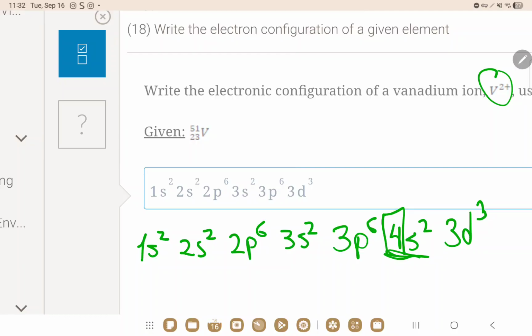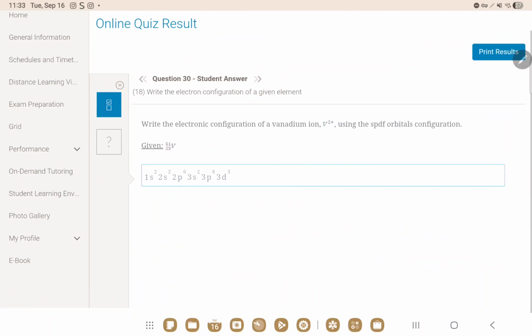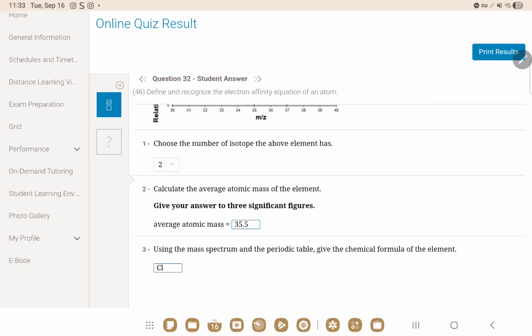So here, you need to take 2 electrons, because it's 2 plus, from 4s2. When you take these away, it becomes 4s0, so you could just remove it. So you're left with this as your configuration. Moving on. This question we've done a million times, I'm gonna skip.